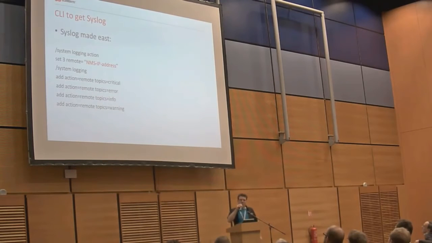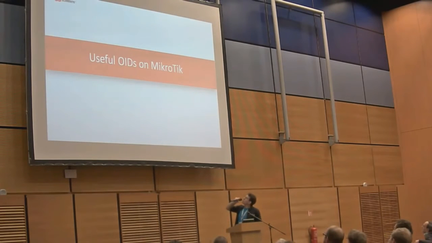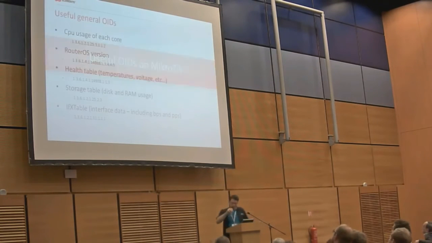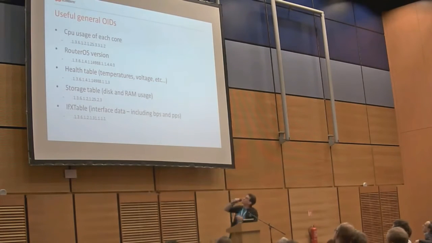And your MikroTiks will now actually dump their logs onto the Syslog server. So like I promised, here are some useful OIDs on MikroTik. For example, CPU usage of each individual CPU core is located on this OID. RouterOS version is right here at this OID.